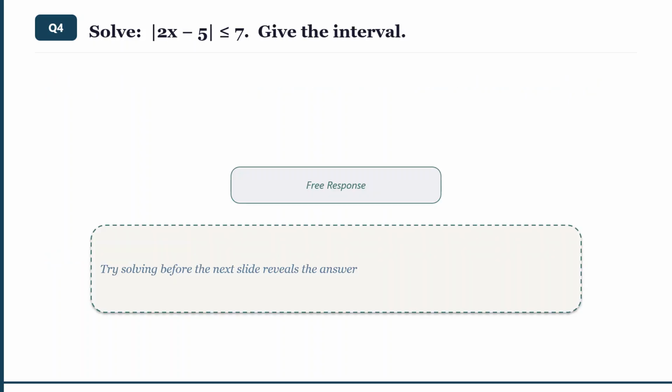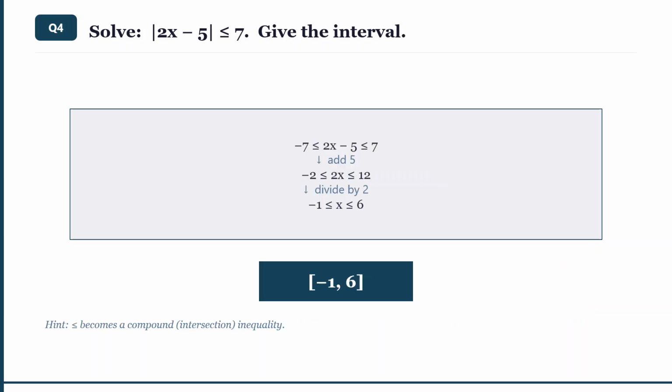Question 4. Free response. Solve the absolute value of 2x minus 5 less than or equal to 7 and give the interval. Pause. The answer is the closed interval from negative 1 to 6. The inequality is less than or equal to, so case 1, rewrite as the compound negative 7 is less than or equal to 2x minus 5, which is less than or equal to 7. Add 5 to all three sections. Negative 2 is less than or equal to 2x, which is less than or equal to 12.